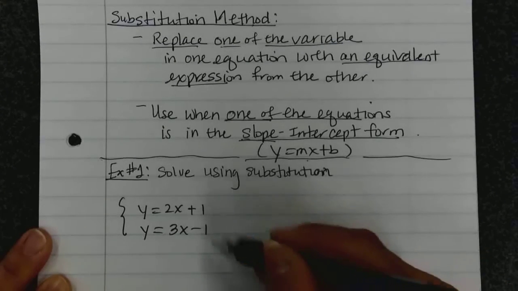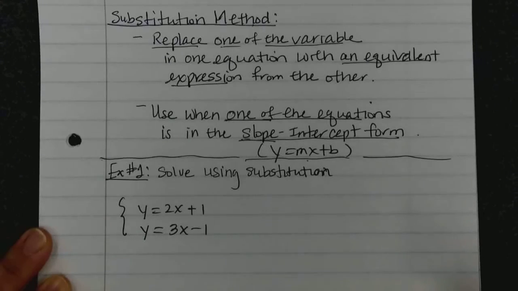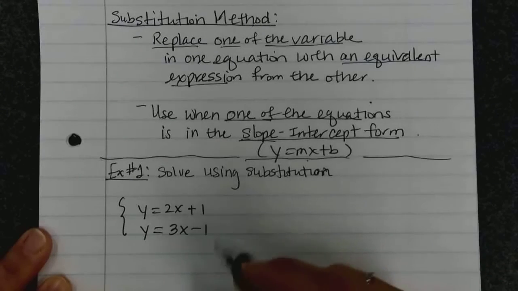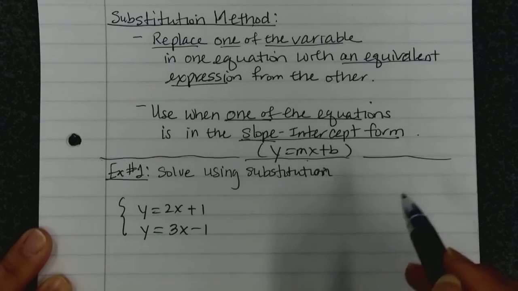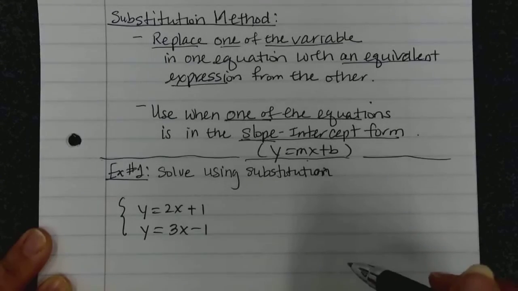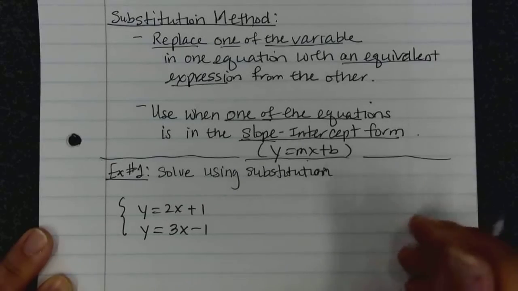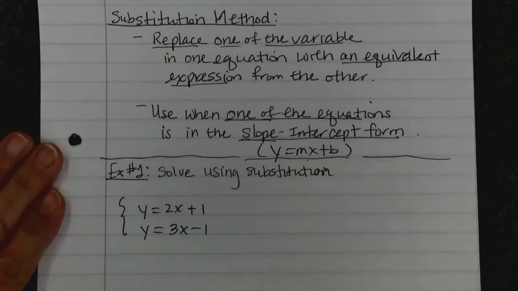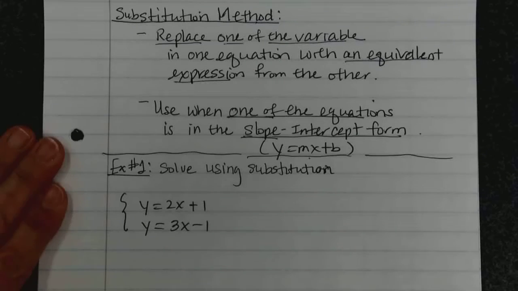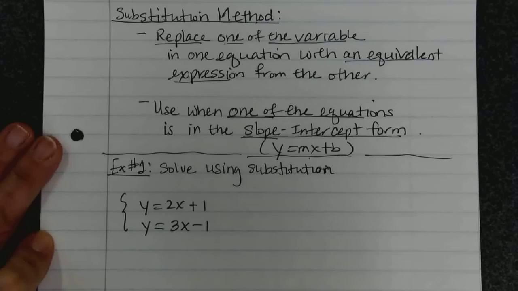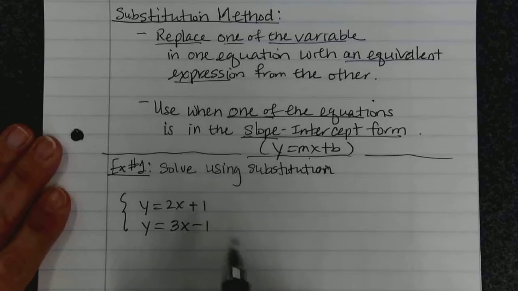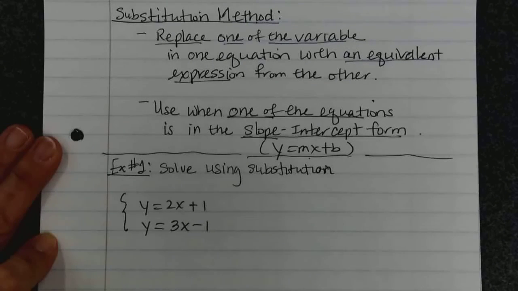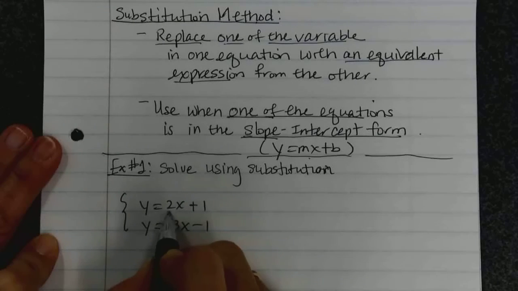Actually, we could probably solve this by graphing, and you could even check your answer by graphing both lines and seeing where they intersect. It should give you exactly the same answer as the substitution method. The substitution method says to replace one variable, and my variables are x and y, with an equivalent expression. This right here is an expression.